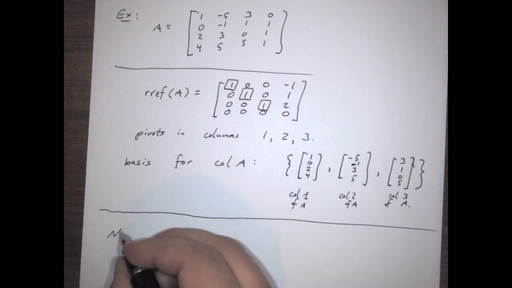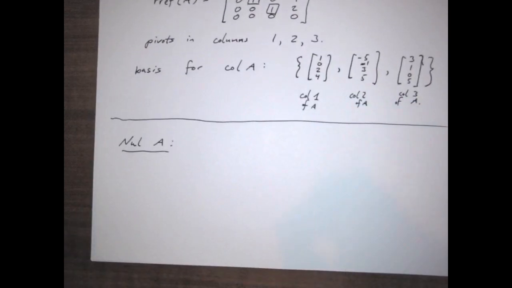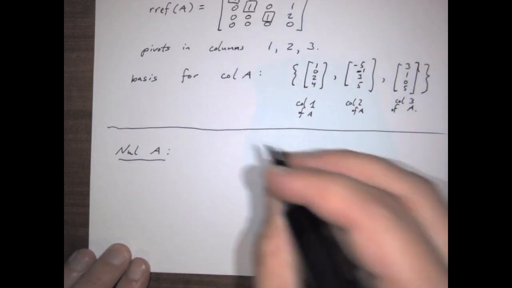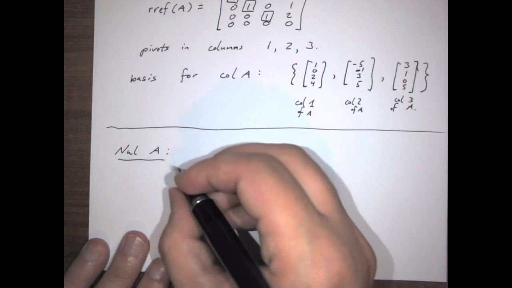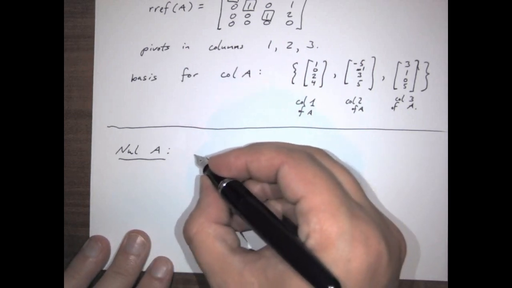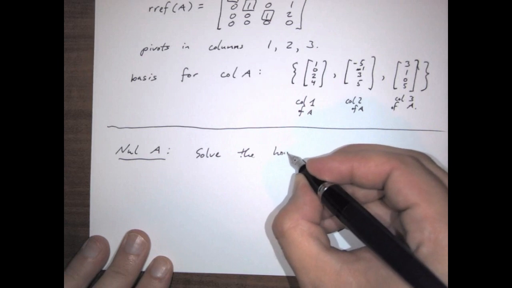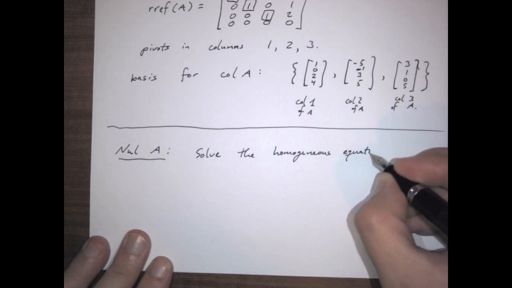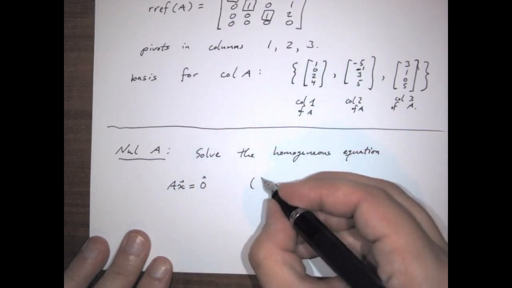Now for the null space, it's a little bit trickier. What you want to do there is you again want to row reduce. Row reduction is basically our one trick that we know how to do. So you will again row reduce, but we will row reduce in service of solving the homogeneous system of equations represented by AX equals 0. So to find the basis of the null space, what you do is this. Solve the homogeneous equation AX equals 0, and you do that by row reducing.